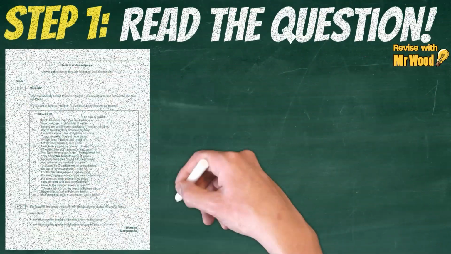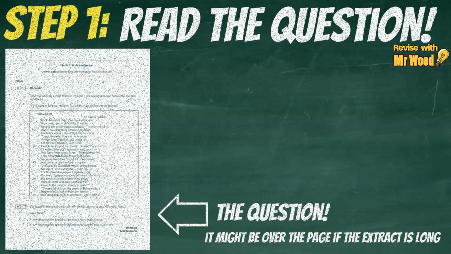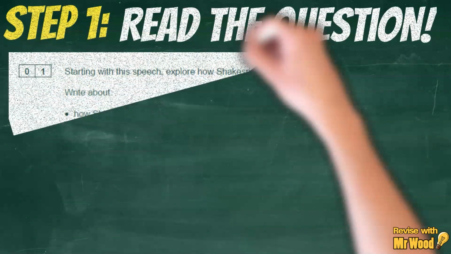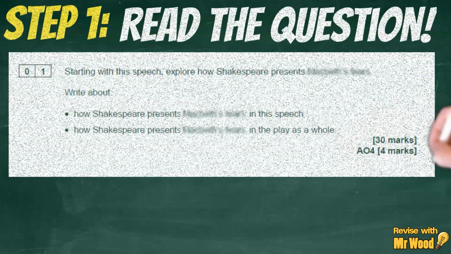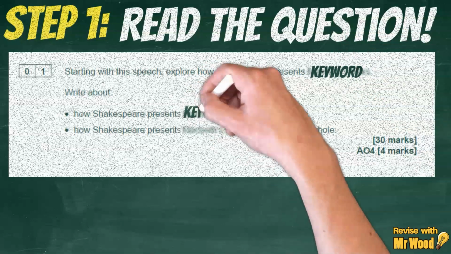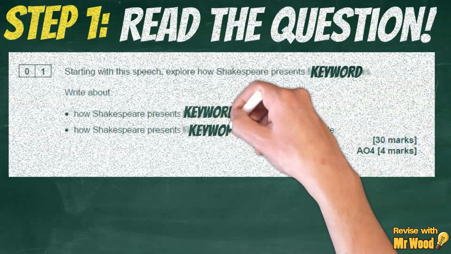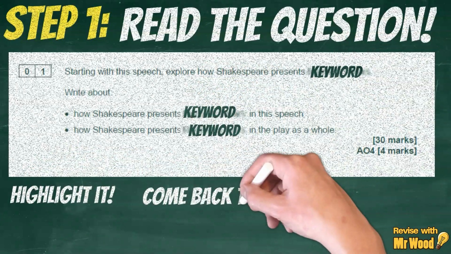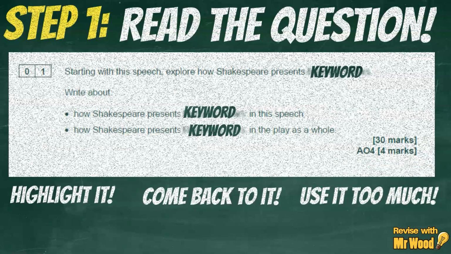exam starts. Firstly, read the question. Sounds obvious, but make sure you find it. It's usually underneath the extract. Highlight the key word. Whenever you get stuck, you're going to go back to the key word. You're going to use it in your essay in every paragraph. You'll know that you've used the keyword enough when you think you've used it too much. Every time you're using the keyword, you are answering the question, and therefore you'll know you're doing a good job.